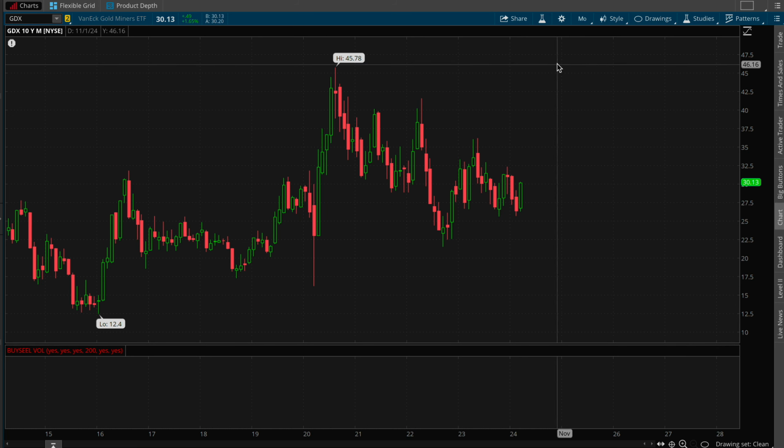Today we're going to go over a couple swing setups that I found in the market past couple weeks. All right, so let's get into it. Oh, and I'm also going to go over how I find these setups and what I look for in these setups. All right, so first things first, I found this chart GDX.